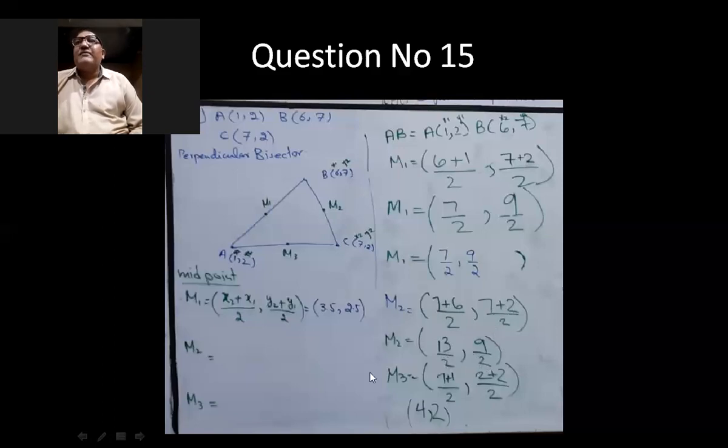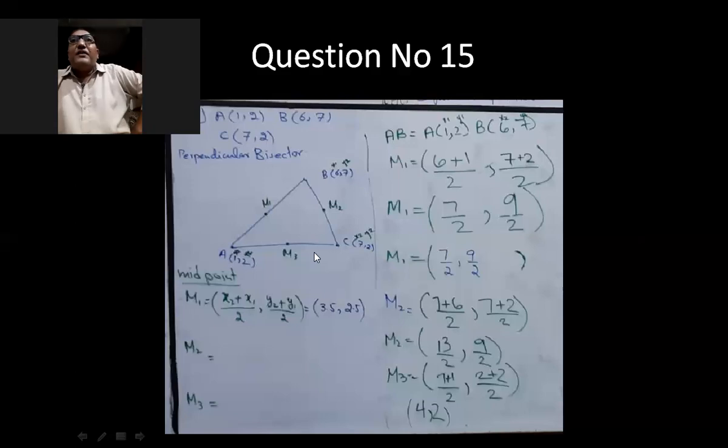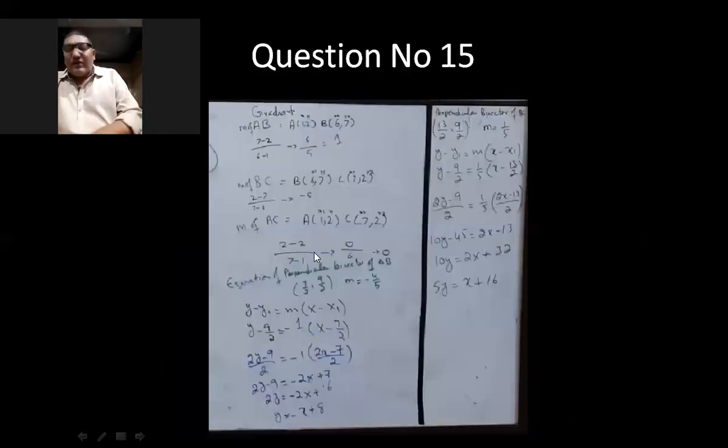7 plus 2 is 9, 9 by 2. So the coordinates of the midpoint of BC are this. We just found the midpoint of the AC also, so you know how to find the midpoint, but we will not require that. Okay, now we will find the gradient of the AB.